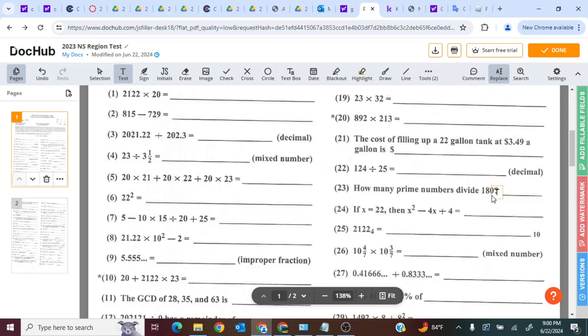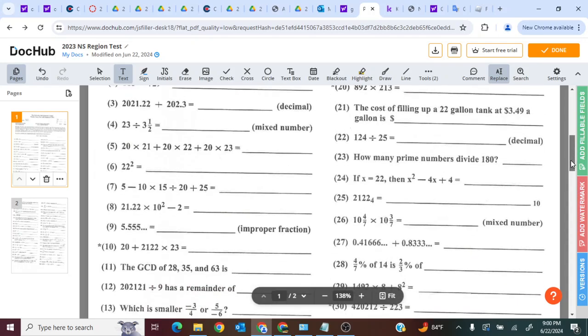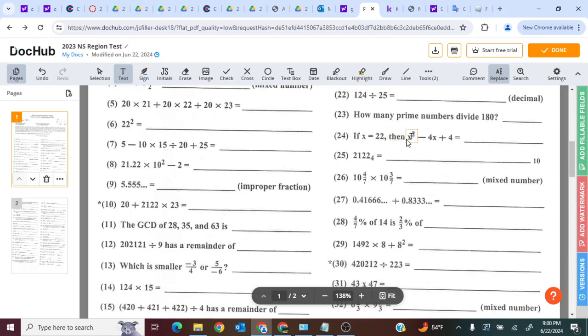Any prime numbers divide 180. To get this 0, you have to multiply 2 and 5, and to get this 18, you have to multiply by 3. So your numbers are 2, 5, and 3. So 3 numbers. This is equivalent to x minus 2 all squared.